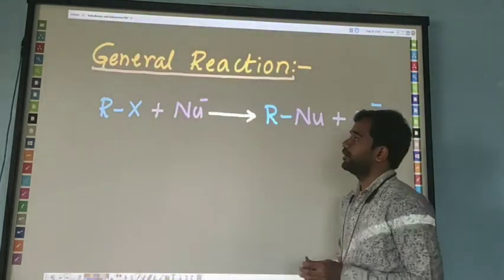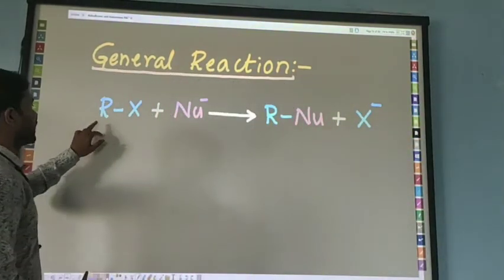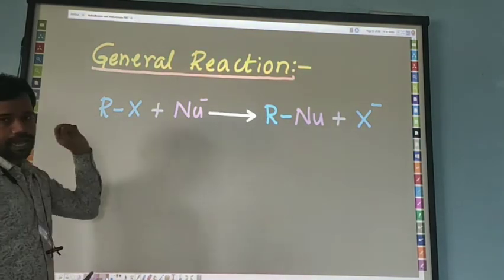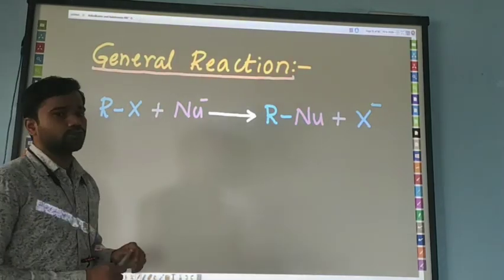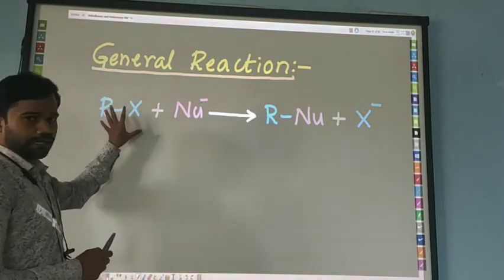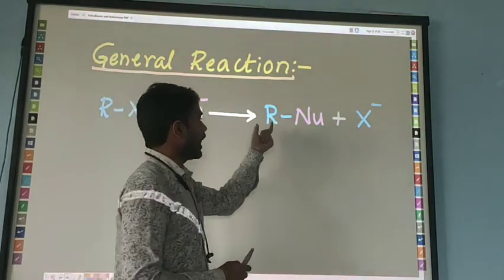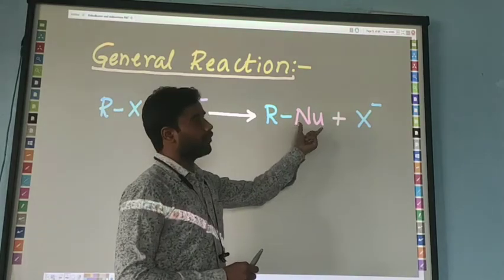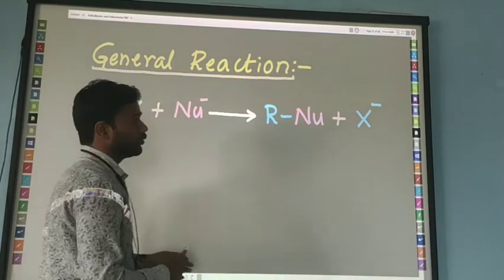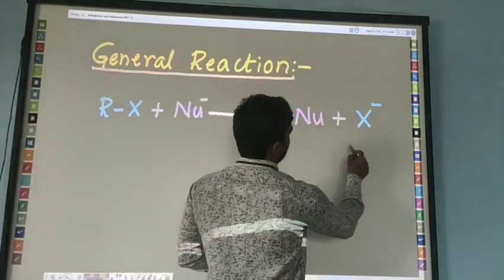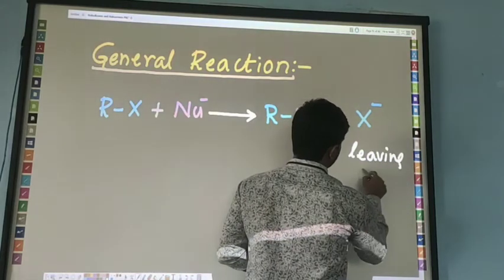Let us see the first general reaction. Look at this. We have the alkyl halide, R is the alkyl group, X means any halide group, plus a nucleophile that attacks. What happens after attacking? There is a formation of a bond between the alkyl group and the nucleophile, and the halide is replaced or substituted. We call it a leaving group.